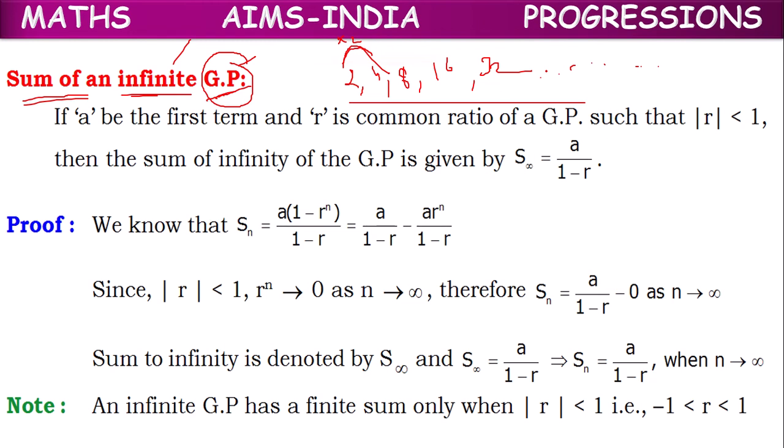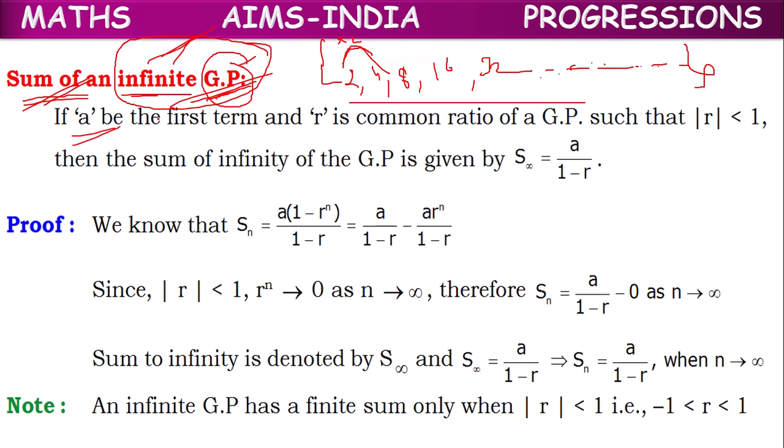If in that sequence the number of terms is infinite, not countable, then it is called an infinite GP. For that infinite GP, if we want to find the sum of the terms, though it is infinite, approximately we can find the sum of that infinite GP. That topic we are going to discuss today.